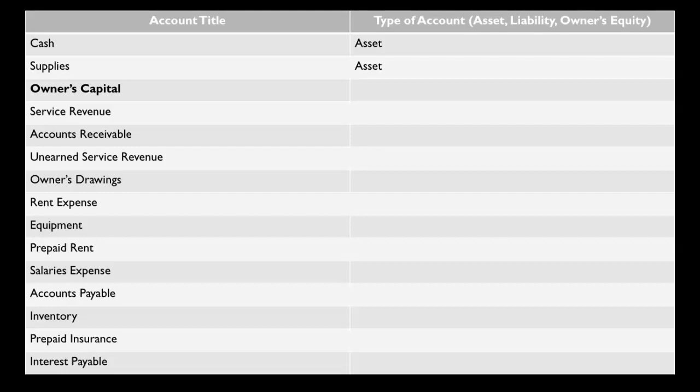Now, owner's capital. We just talked about this on the previous slide with our expanded accounting equation. Owner's capital is one of the 4 pieces that makes up your owner's equity. Service revenue. So service revenue is whenever we perform a service as a business, and we want to show how much we earned. And so that's a revenue account which falls under owner's equity.